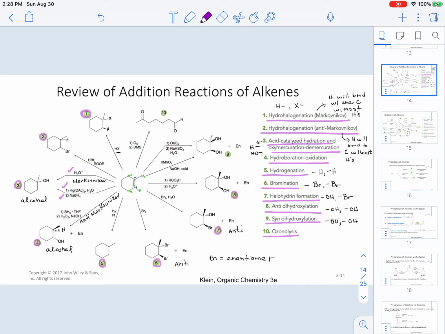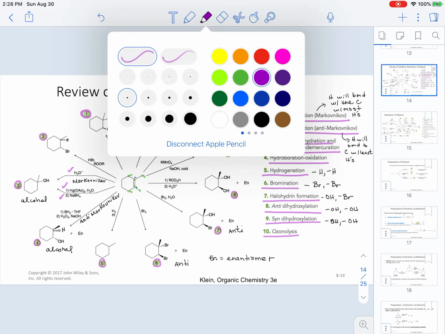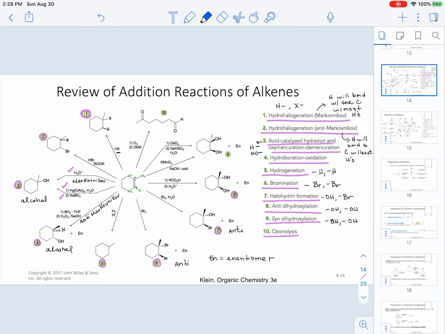is going to be ozonolysis. And ozonolysis is the first reaction in which we are actually going to be cutting both of the bonds in the alkene. In this reaction, what we are going to be forming specifically is carbonyl functionalities. So let me just highlight them in a different color. Carbonyl means a carbon double bonded to oxygen.